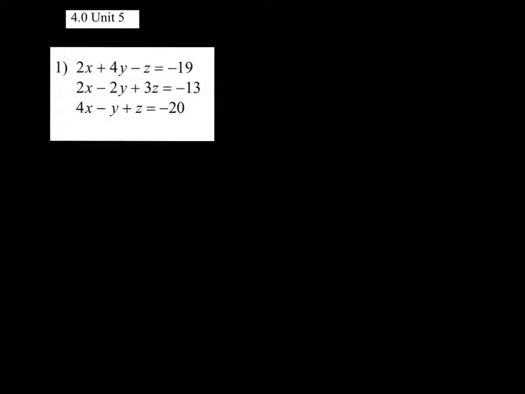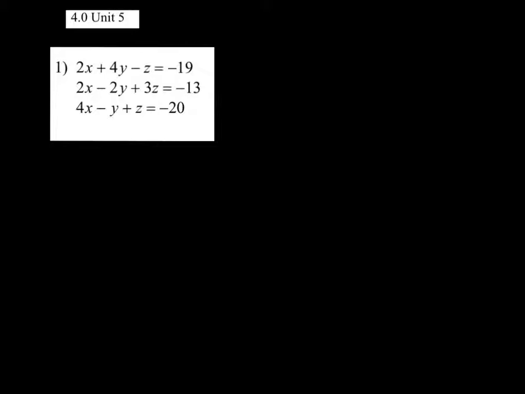And so basically when you are doing these problems, you are trying to create something that we already know how to solve. And so these have 3 equations. We're trying to create something with 2 equations and 2 variables. And so what we're going to do is we're going to pick a variable and we're going to eliminate it from 2 different groups of equations.